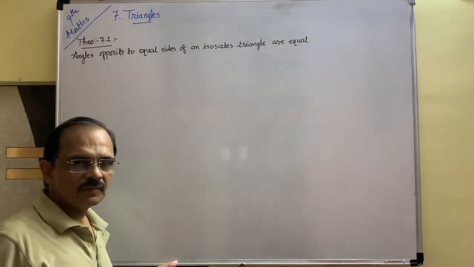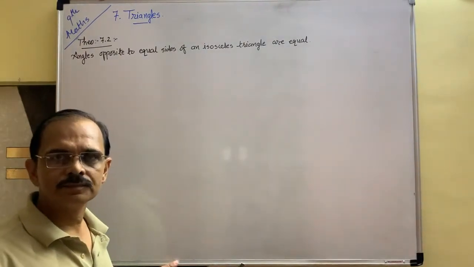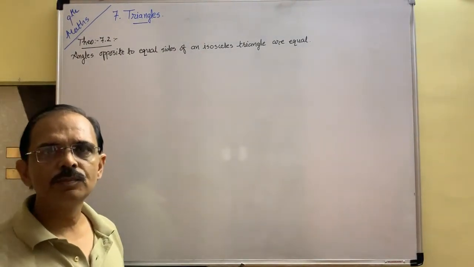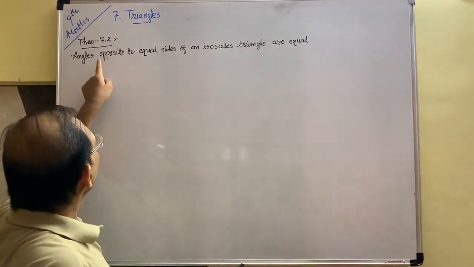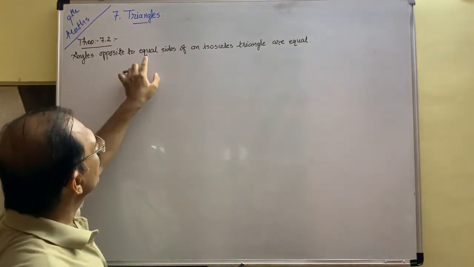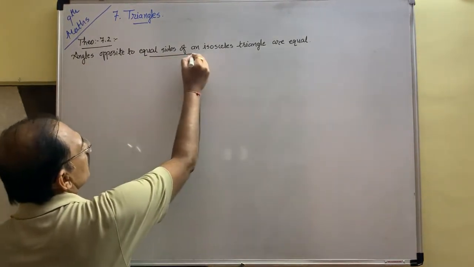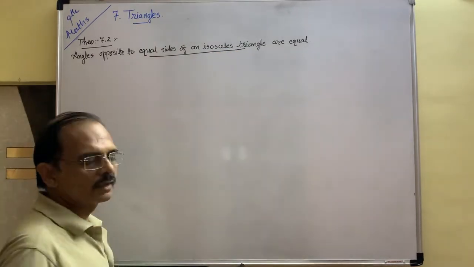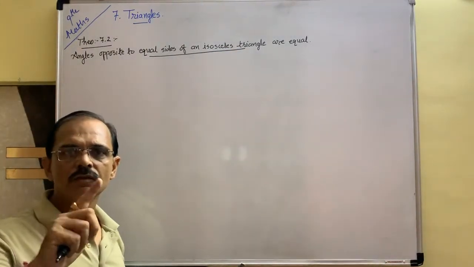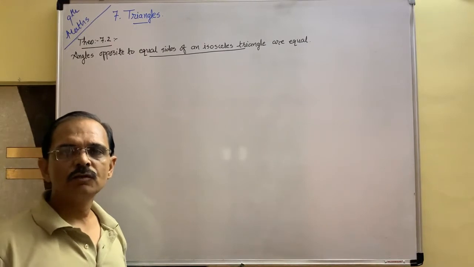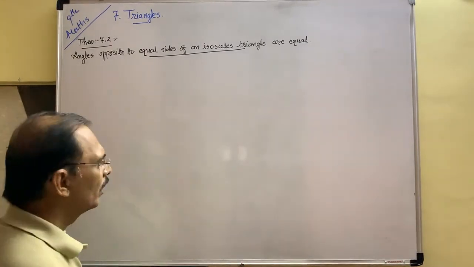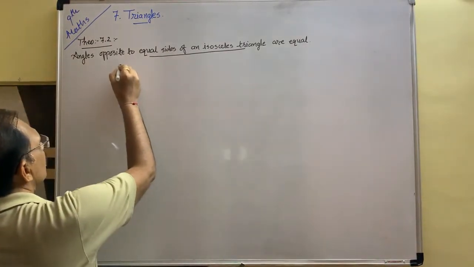See, isosceles triangle is given. Here you are going to prove what? Angles opposite to equal sides of an isosceles triangle. A triangle is given, two sides are equal in given, okay? It means what? It is an isosceles triangle. Prove that their opposite angles are also equal.